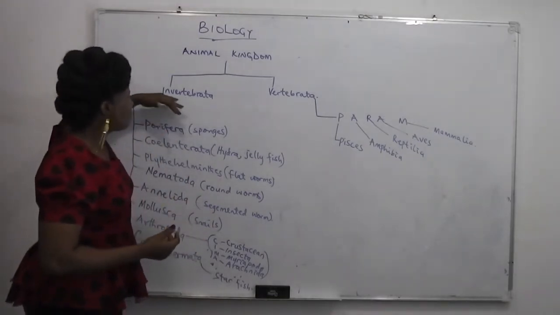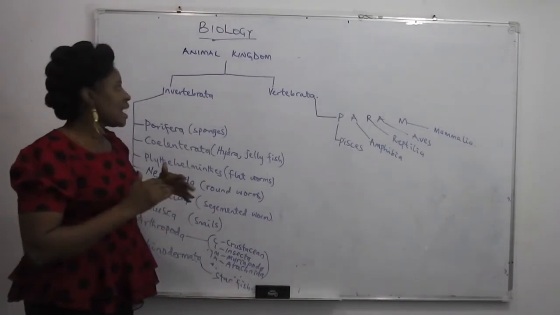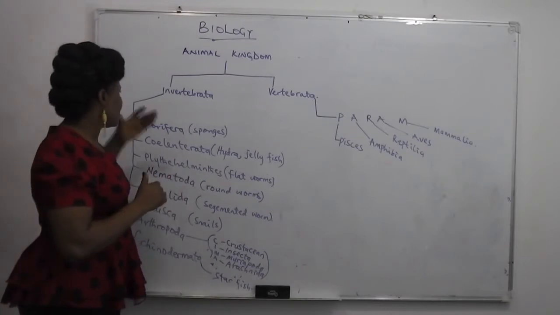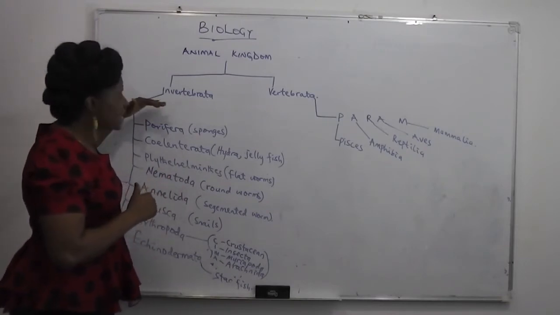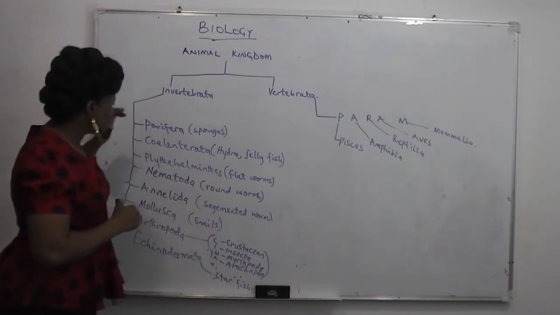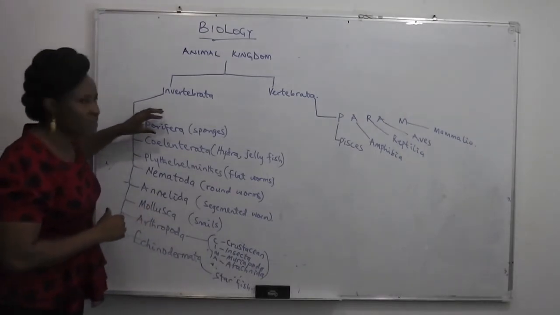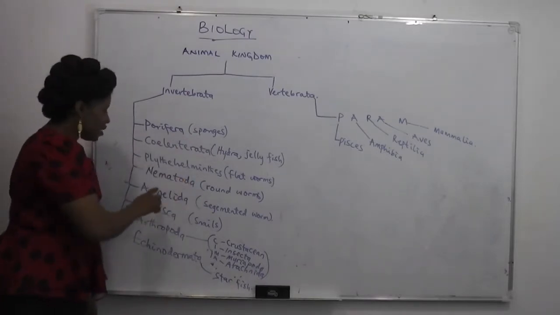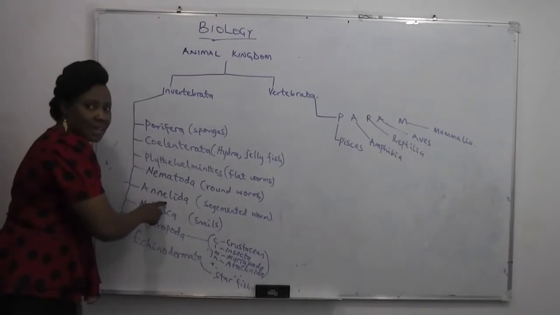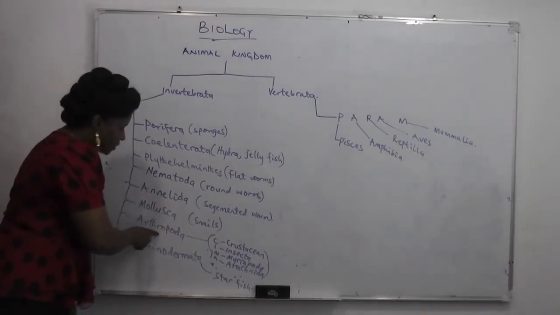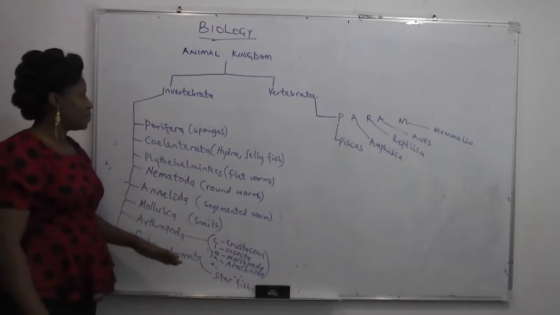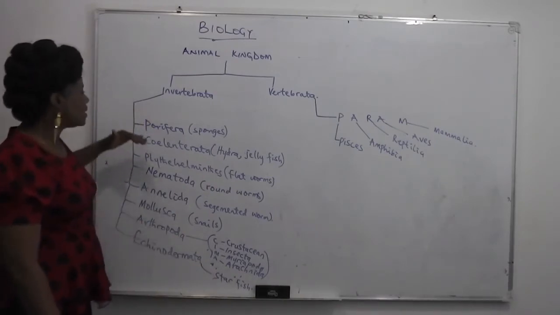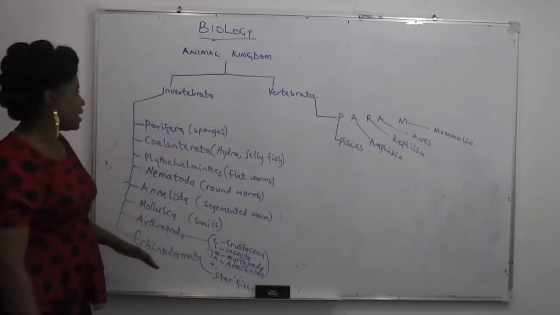It simply means invertebrate or invertebrata means animals without backbone. And because there are numerous invertebrates, biologists decided to put them into 8 familiar phyla. The first one is what we call the Porifera. We have the Coelenterata, the Platyhelminthes, the Nematoda, the Annelida, the Mollusca, the Arthropoda, and the Echinodermata. Now look at the Porifera, starting from the Porifera down to the Echinoderms. It is from the simplest to the most complex.